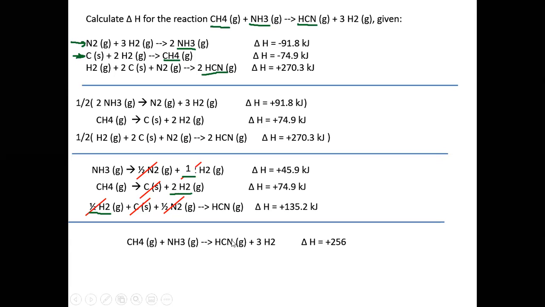So now we can add it together, and we get delta H of 256. All we do is take all the individual delta H's and add them up to get the overall delta H. And again, we have to cross out what is not needed in the overall equation. Now, if something didn't cross out, that means we have done something wrong in the process leading up to the overall equation.